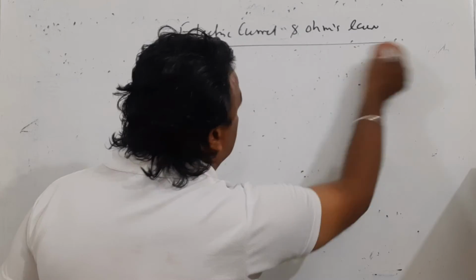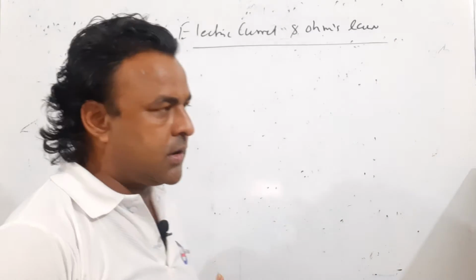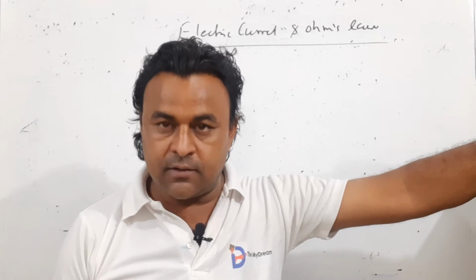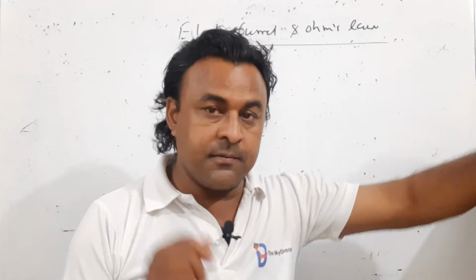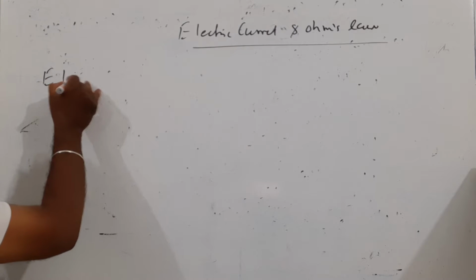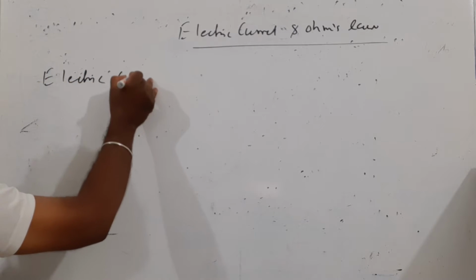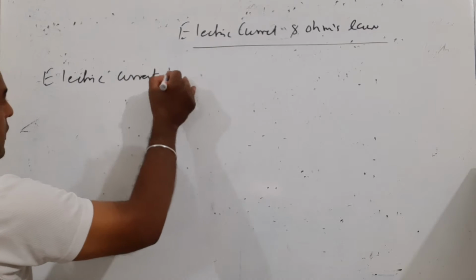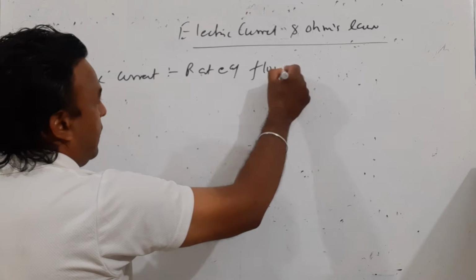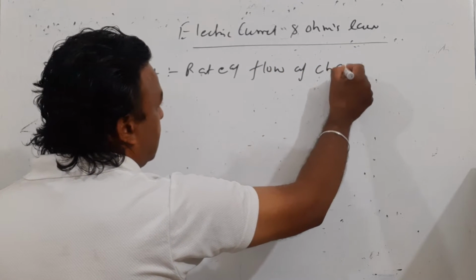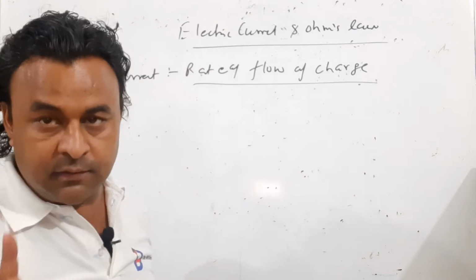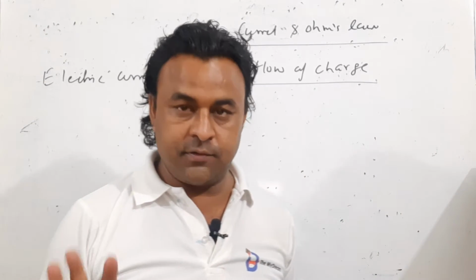Now, first of all, you are acquainted with these terms, current, voltage, resistance, since class 9th and 10th, right? So the definition of current is what? Say electric current is rate of flow of charge. Just this definition is sufficient in itself. It's a complete definition in itself.